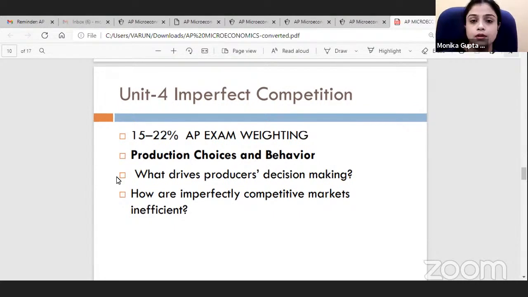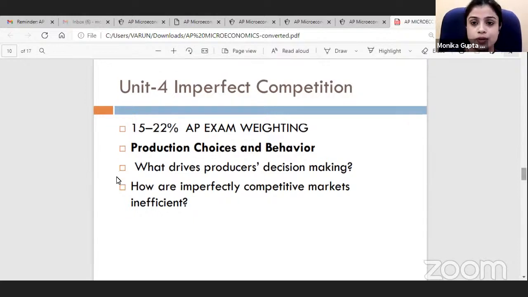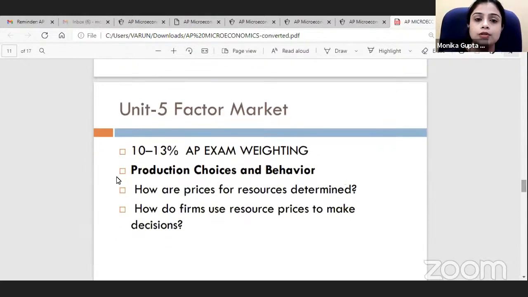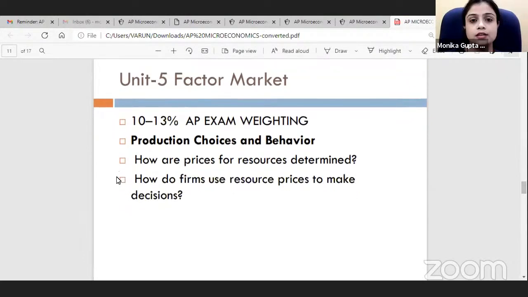So monopoly, monopolistic competition and oligopoly, you should be ready with how to answer the free response question also. Now unit 5 is all about the factor market. See, whatever you're producing, factor inputs are always associated with it. And for involving these factor inputs, you need to make factor payments to them. So all these things are interlinked, as I said earlier.